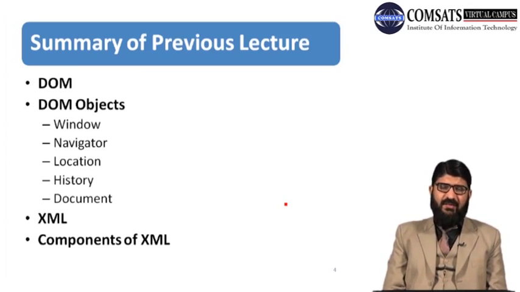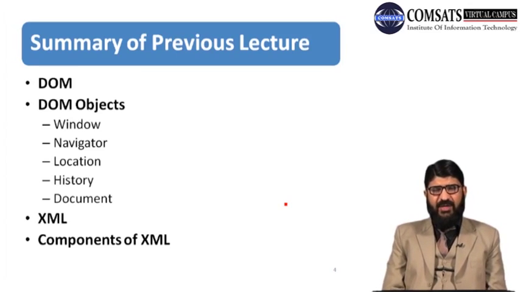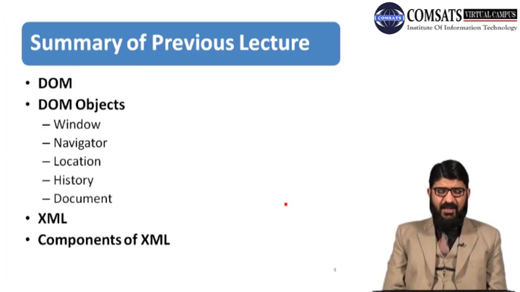And we have also seen the different DOM objects. One of them is the window DOM object, which is used to access the particular window. And then we have seen the navigator object, through which you can go forward and backward in the HTML web pages. And then we have seen the location DOM object, history DOM object, and document DOM object.